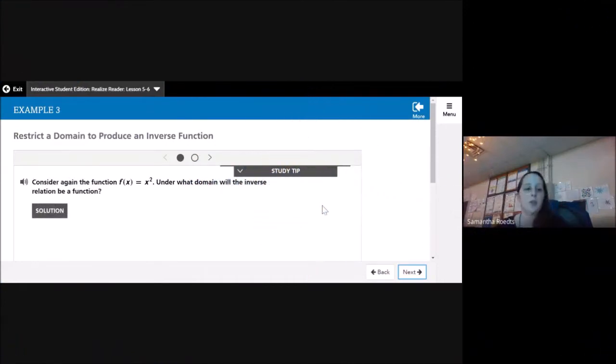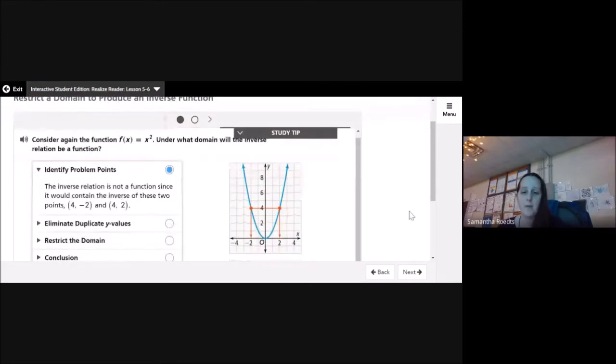All right, example 3, restrict a domain to produce an inverse function. Consider again the function f of x equals x squared. Under what domain will the inverse relation be a function? So I identify the problem points. The inverse relation is not a function since it would contain the inverse of these 2 points, (4, -2) and (4, 2).